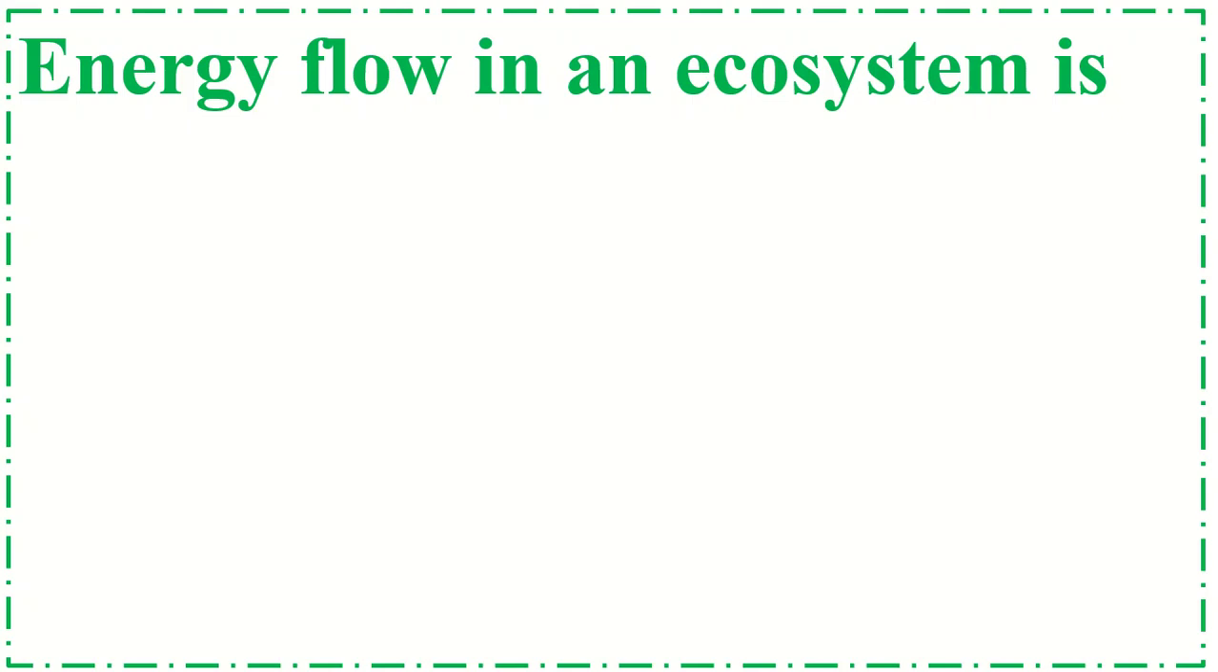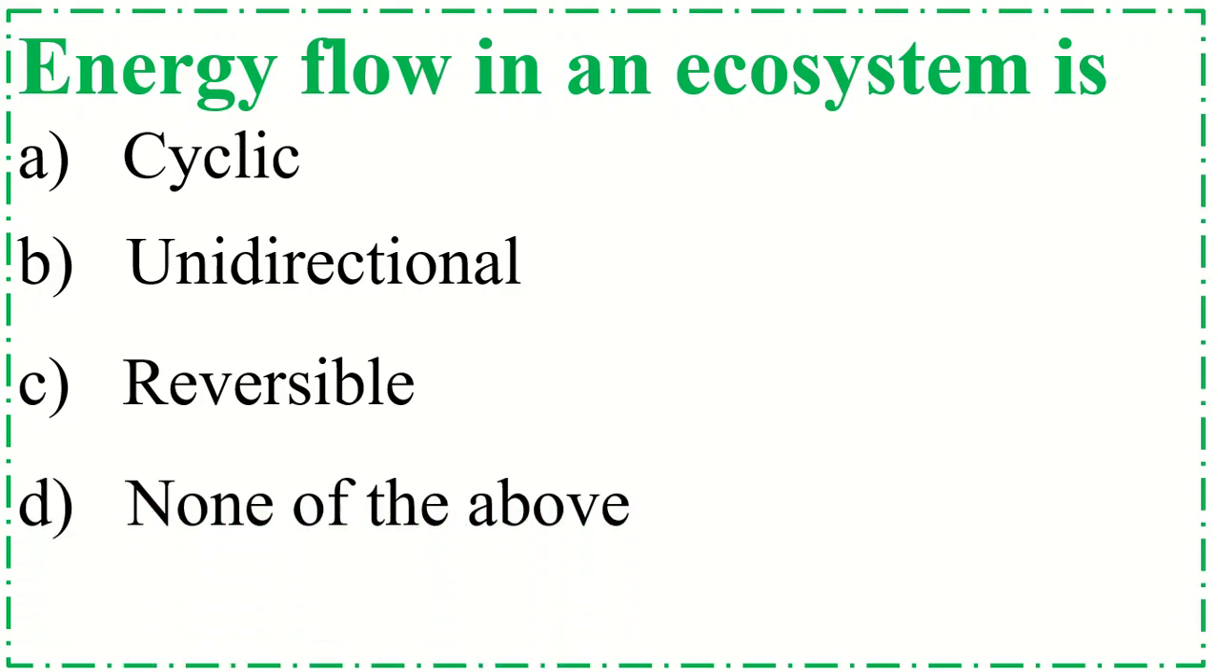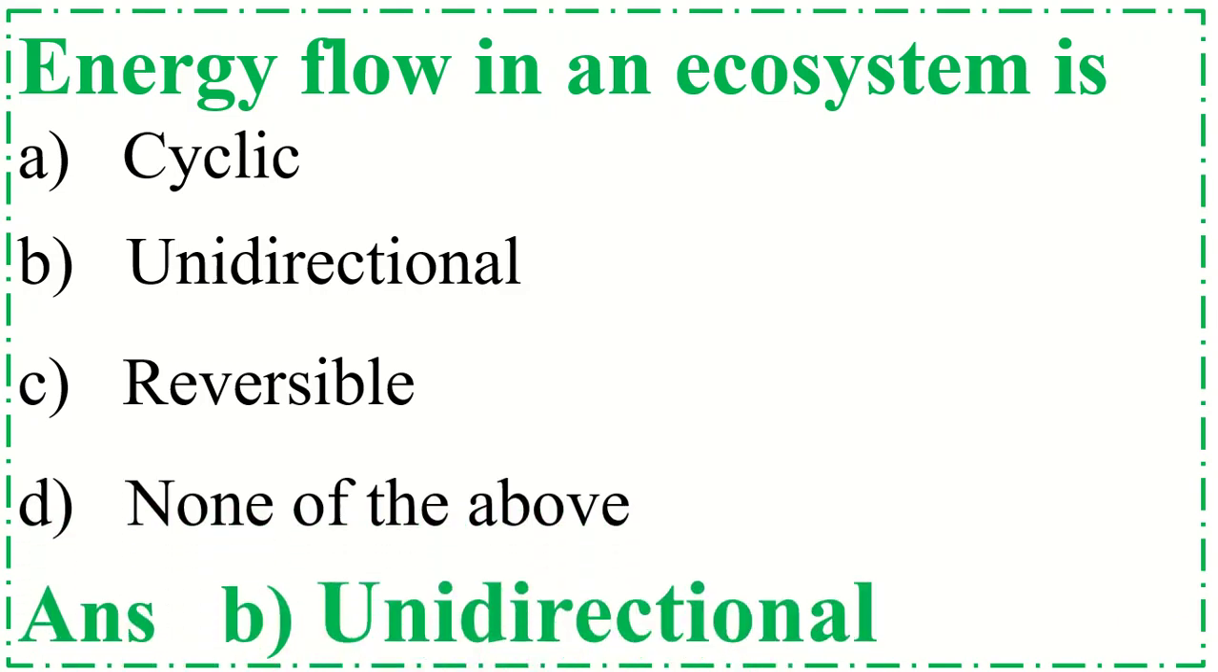Energy flow in an ecosystem is: option A, cyclic. B, unidirectional. C, reversible. D, none of the above. Correct option is B, unidirectional.